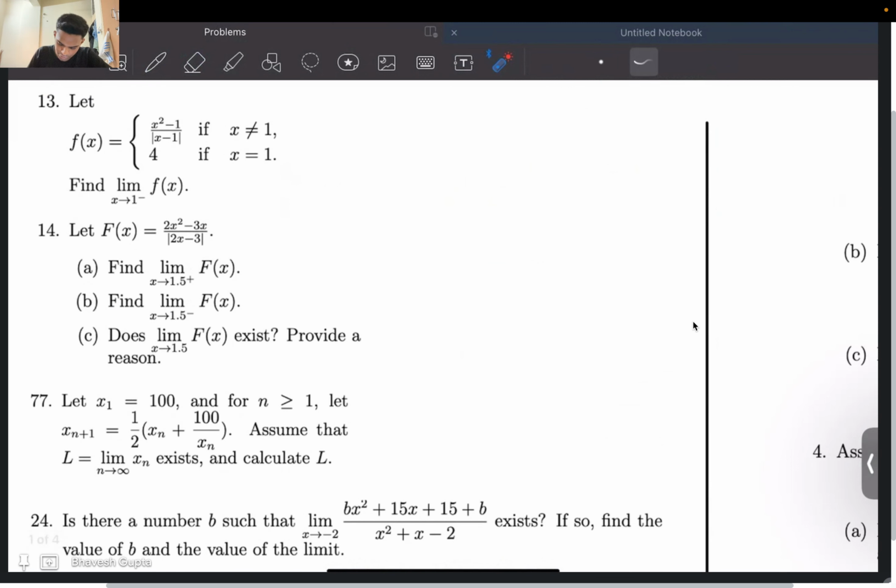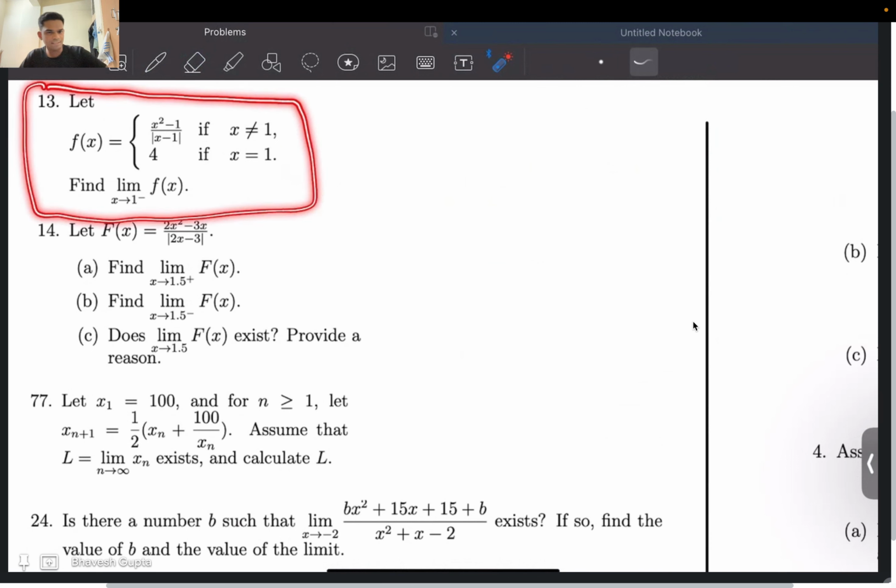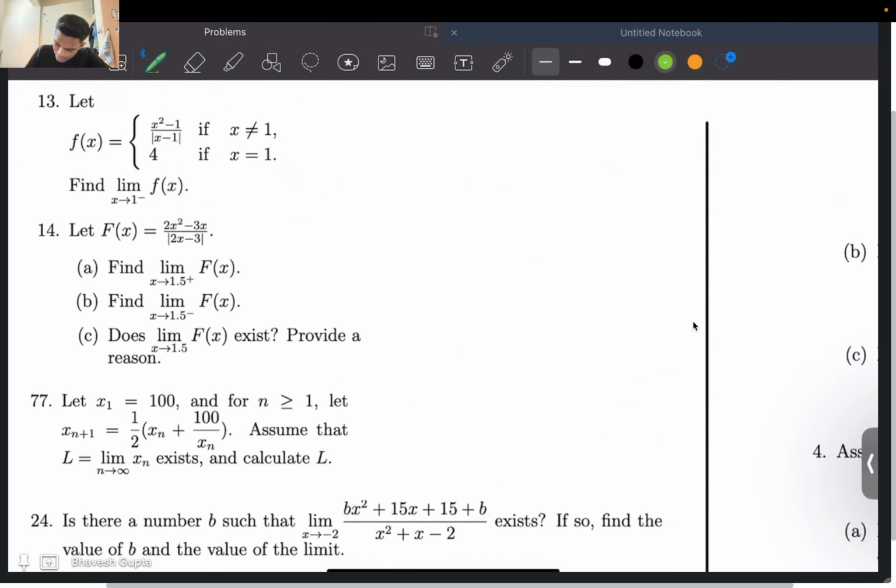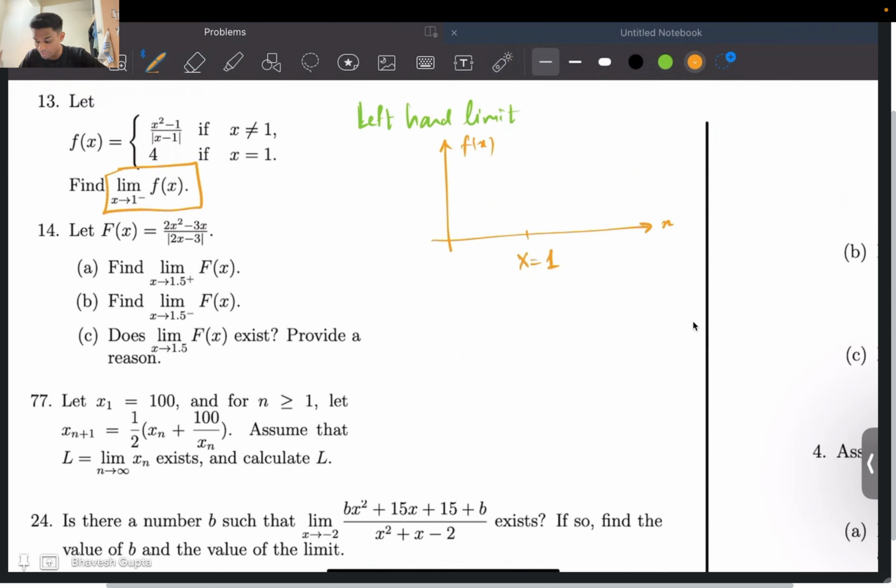So our first question is related to the notion of something called the left hand limit. In the question you can see we are given a definition of a function, which is defined in one way when x is not equal to 1, and in another way if x is equal to 1. So basically there is a function given to us, and we want to figure out the limiting value of this function at x equal to 1, but approaching from the left hand side.